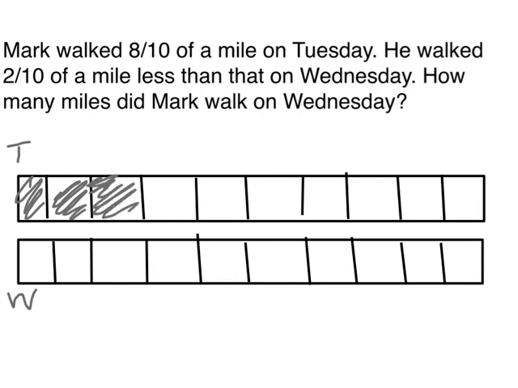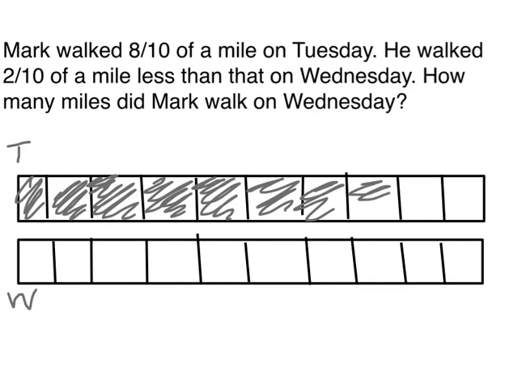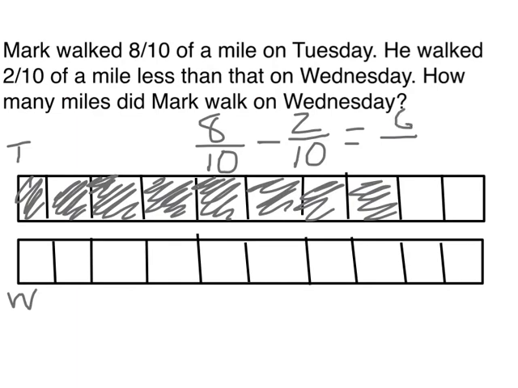Do that on your paper now. So now my bar for Tuesday represents 8/10. I know that my bar for Wednesday needs to represent 2/10 less than that. What's 8/10 minus 2/10? It's 6/10. My denominator doesn't change, and I subtract the numerator. So let's draw that model.